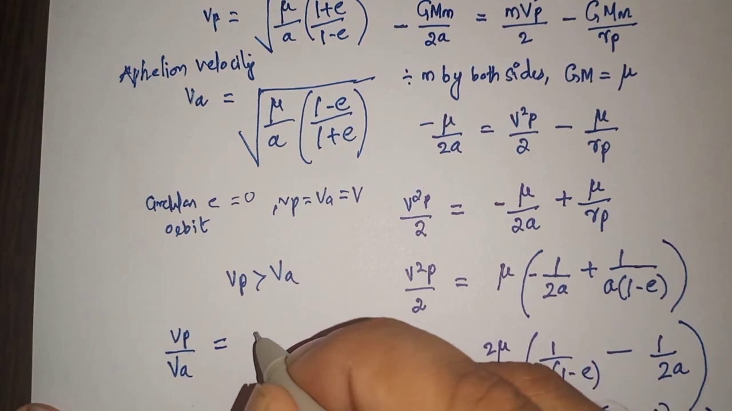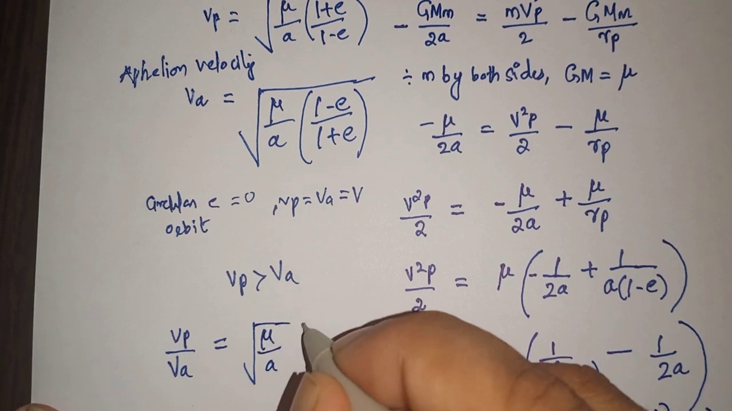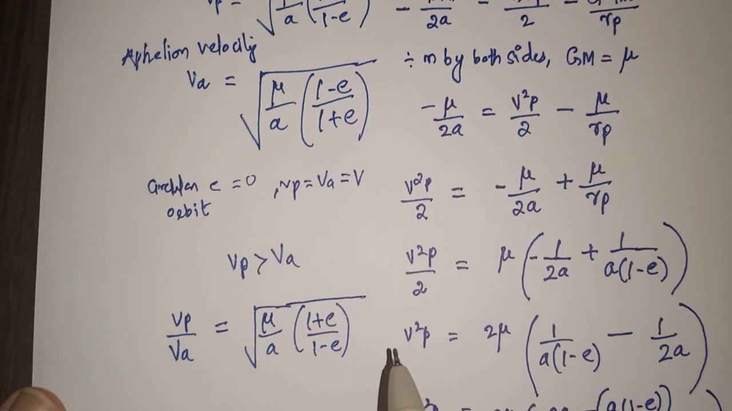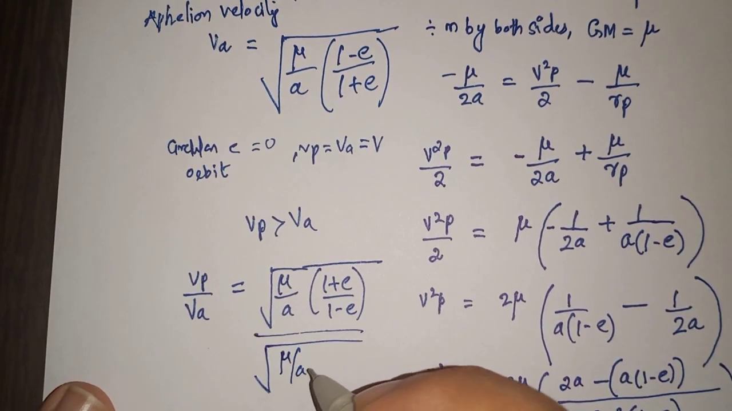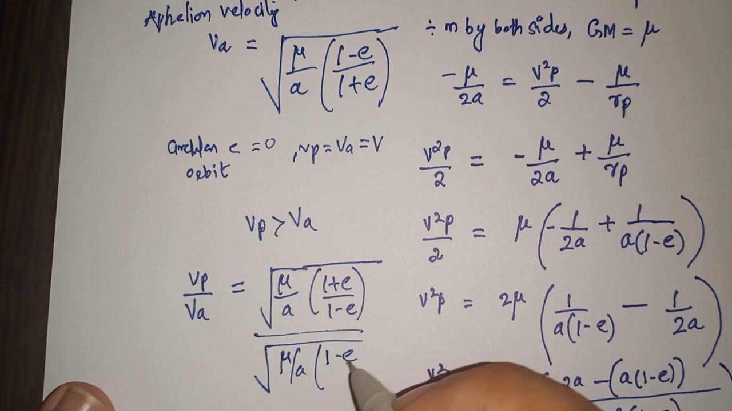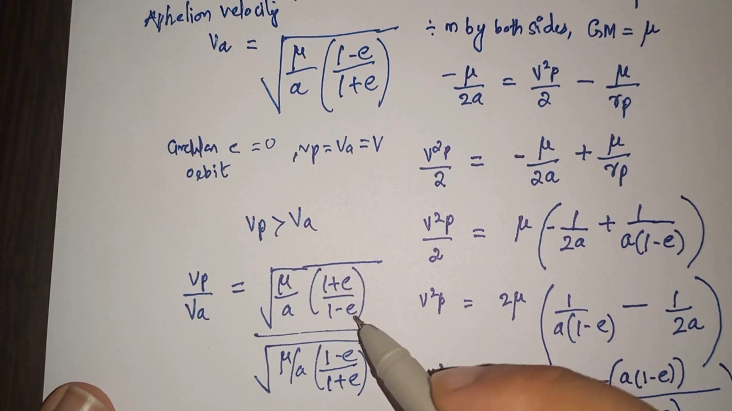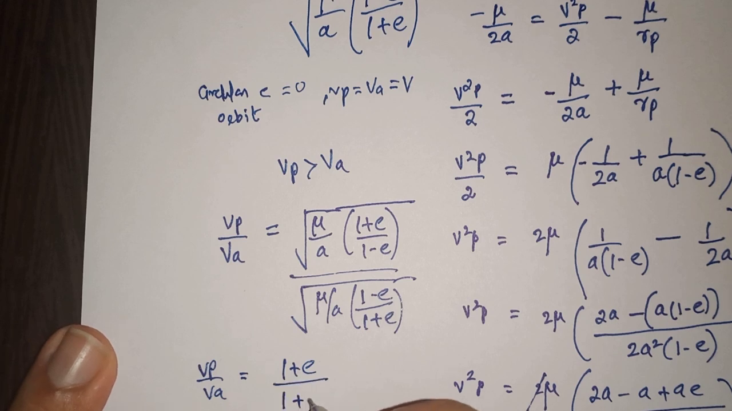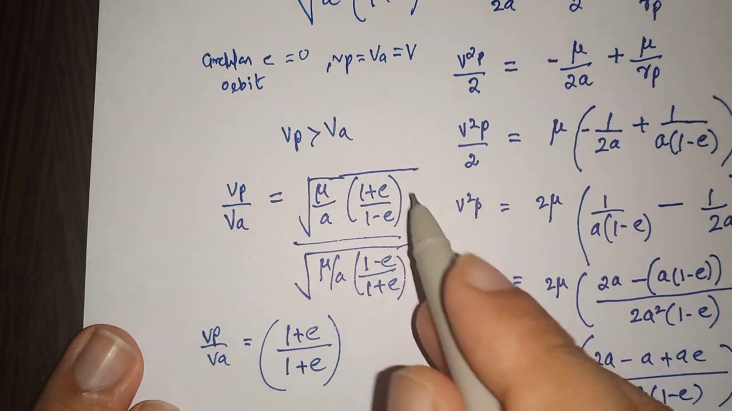You can do the simplification if at all you require, but you can do like this also: (1 plus e) by (1 minus e). Everything is in the root. Okay, divide by mu by a into (1 minus e) by (1 plus e). Now this will go on the top, and your 1 plus e, you get Vp by Va is equal to (1 plus e) by (1 plus e) power 2 halves, because half into half is always 1.